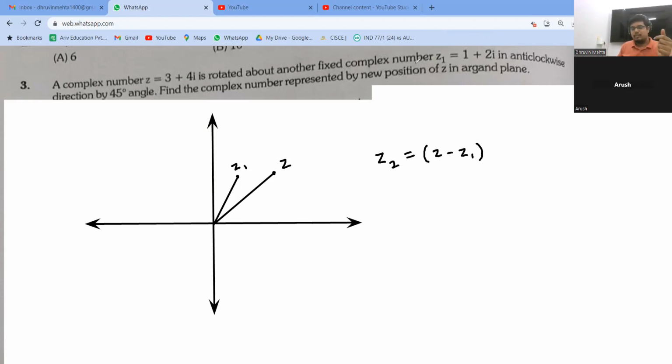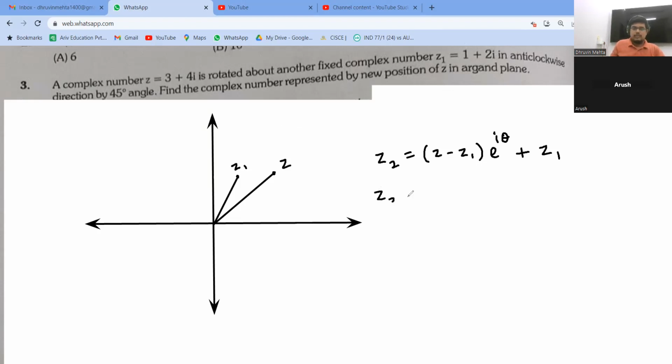So now we have z minus z1 which is multiplied with e raised to i theta, plus that complex number about which it is rotated. This is the formula for z2.